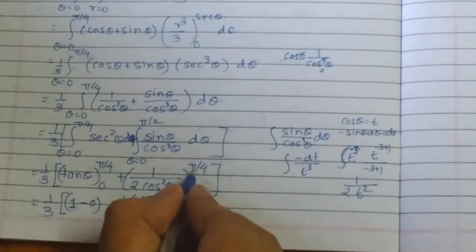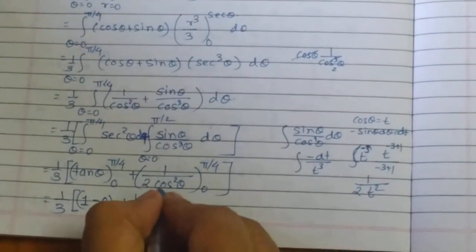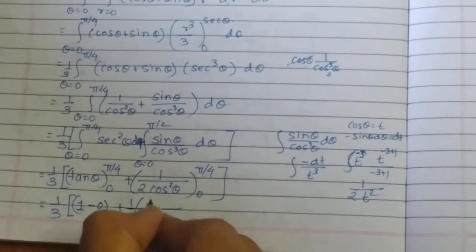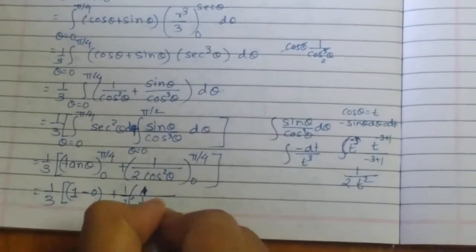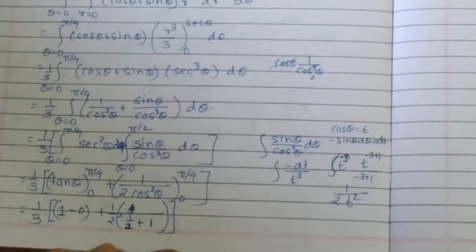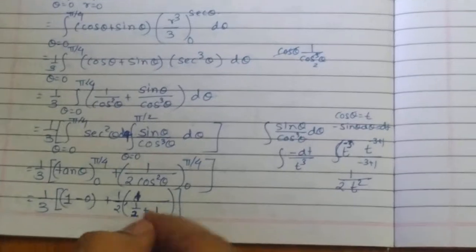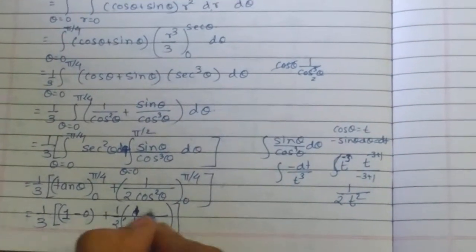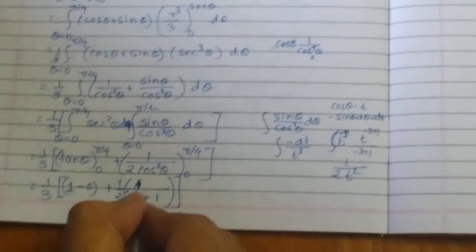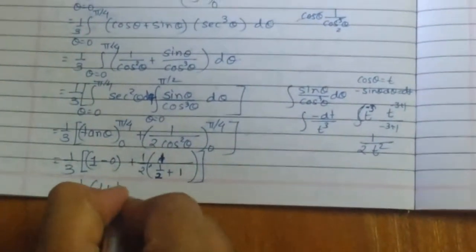Here for theta is pi by 4, what I am getting? Cos pi by 4. Cos pi by 4 is 1 upon root 2 and its square is 1 by 2. So 1 upon 1 by 2, plus, for 0 it is 1. Like this, 1 by 2 into 1 upon 1 by 2 plus 1. So 1 by 2 plus 1, that is 3 by 2. Making a cross multiplication with the numerator, we have 2 by 3, and 2 by 3 gives us 1 by 3. So 1 by 3 into bracket 1 plus 1 by 3.